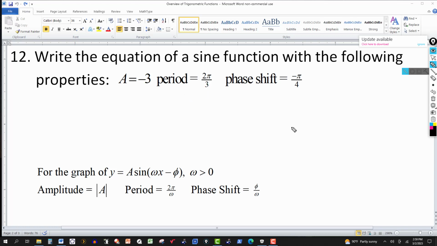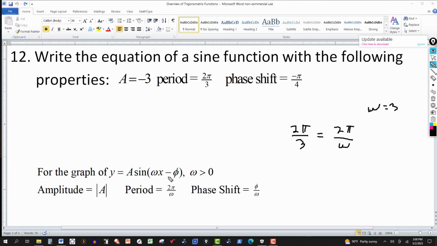So let's see. Period is 2 pi over 3, and the way we find the period, we take 2 pi, and when it's in this particular form here, we divide by whatever multiplies the x, which in this case is omega. We got 2 pi, 2 pi. This should be very clear that this would mean that omega is 3. So we got that value there.